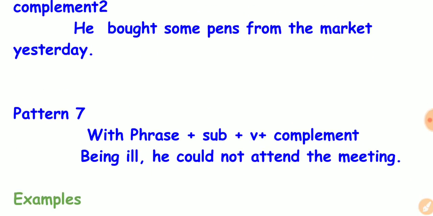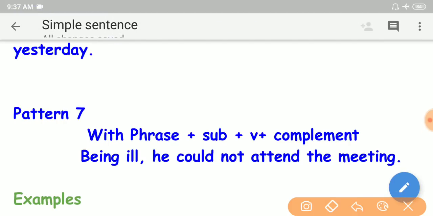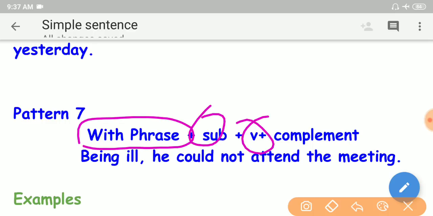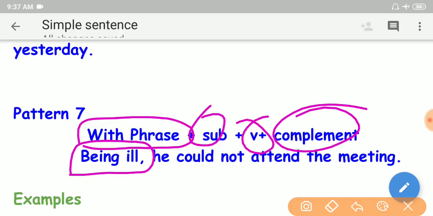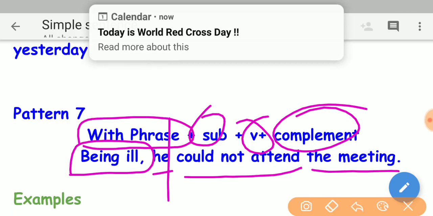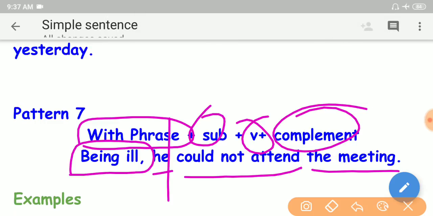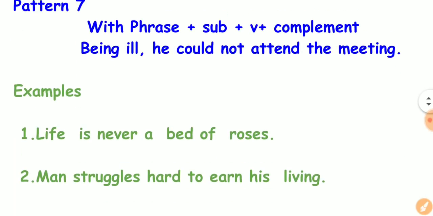Pattern 7, with phrase. This is very important, my dear friends. A simple sentence can begin with a phrase, then subject, verb, then complement, object or whatever it may be. So let us go and learn. Being ill, this is a phrase. He, subject; could not attend, verb; the meeting, complement. Let us learn some examples.